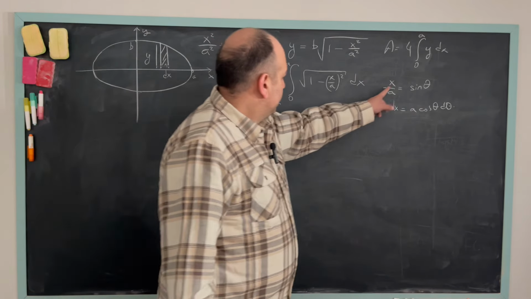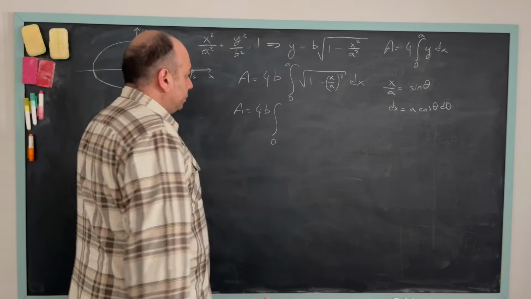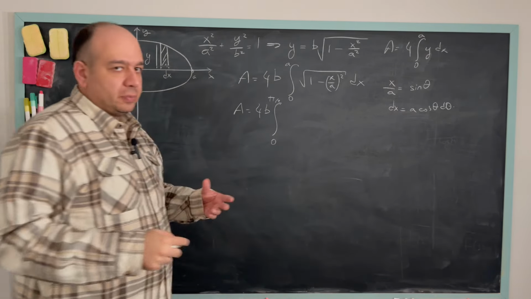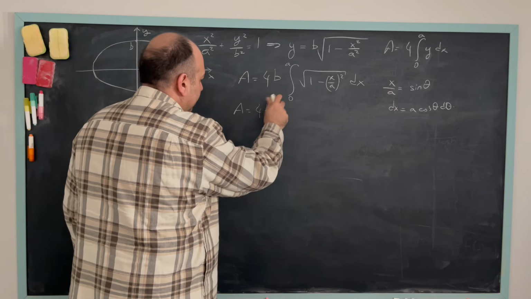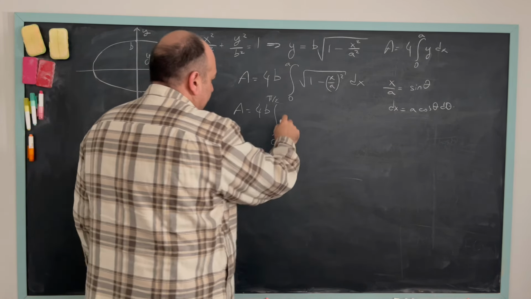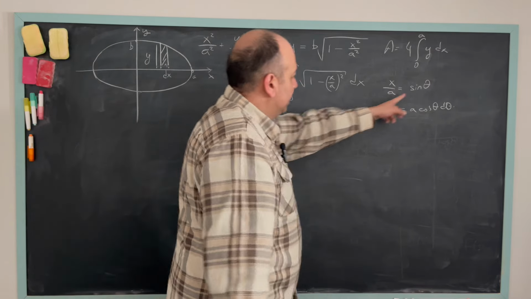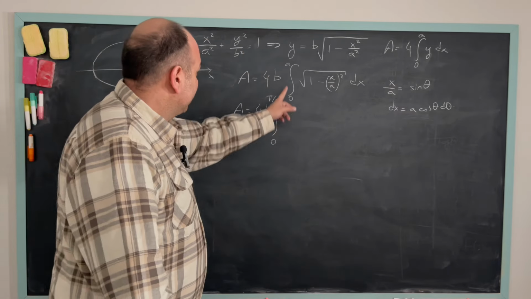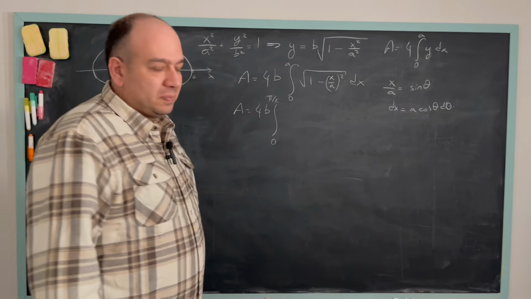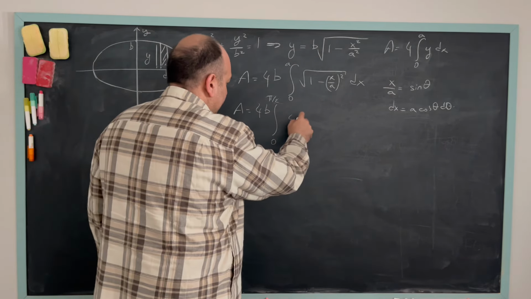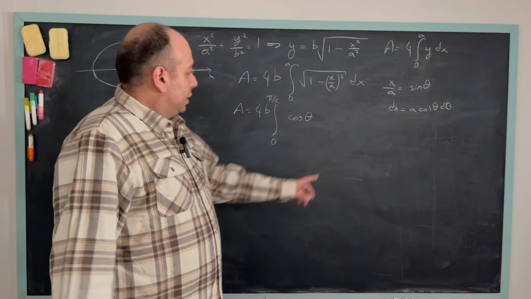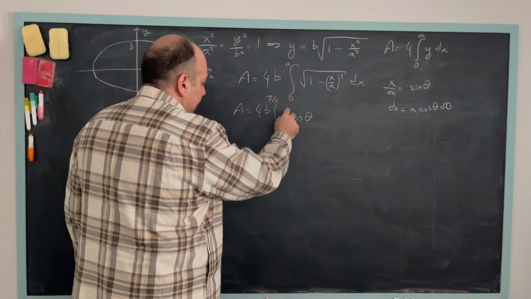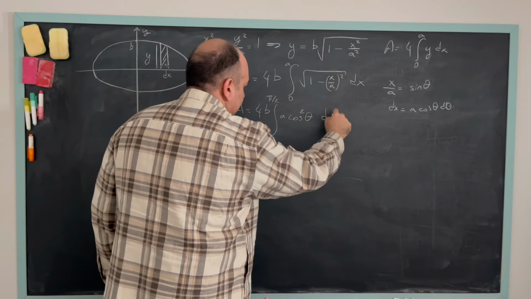When x is equal to 0, theta is equal to 0. When x is equal to a, theta is equal to pi over 2. This is how we determine the limits of this integral. Then the square root of 1 minus sine squared theta is the absolute value of cosine theta, but it is positive in this domain, so you can simply take it out as cosine theta. I have a cosine theta d theta for dx, so this is a cosine squared theta d theta.